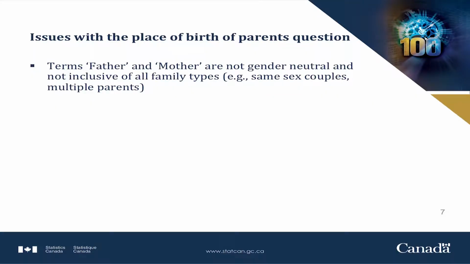So, a fairly straightforward question. The issue with it is the fact that the terms father and mother are not gender neutral, and they're not inclusive of all family types, so obviously same-sex couples. And I believe there's been a couple of court decisions as well where people have been able to now have more than 2 legal parents. So it's things like that where family types are changing, in some cases quite rapidly. So we're really wanting to update the question to reflect that.